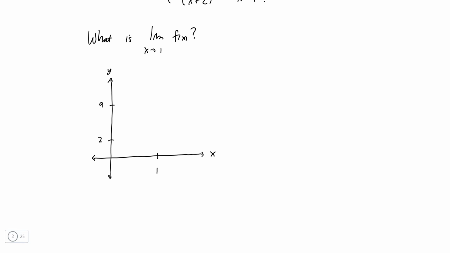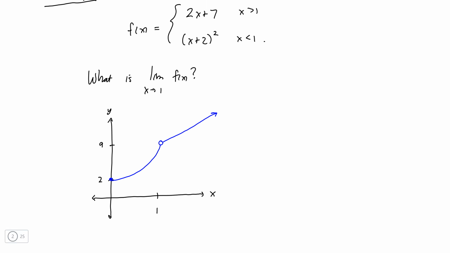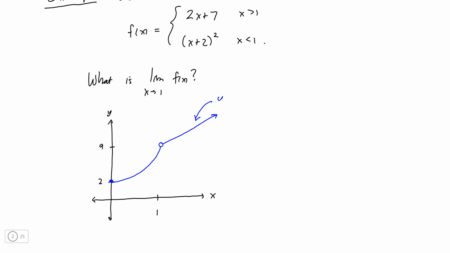And now if we graph this, this starts here, say it goes up as a parabola, and it stops there. It's not filled in at 1. We haven't defined it at 1. Then after that, it's just this line. So this part here is y equals 2x plus 7, because that's what our function is for x bigger than 1. And this part here is (x plus 2) squared equals y.